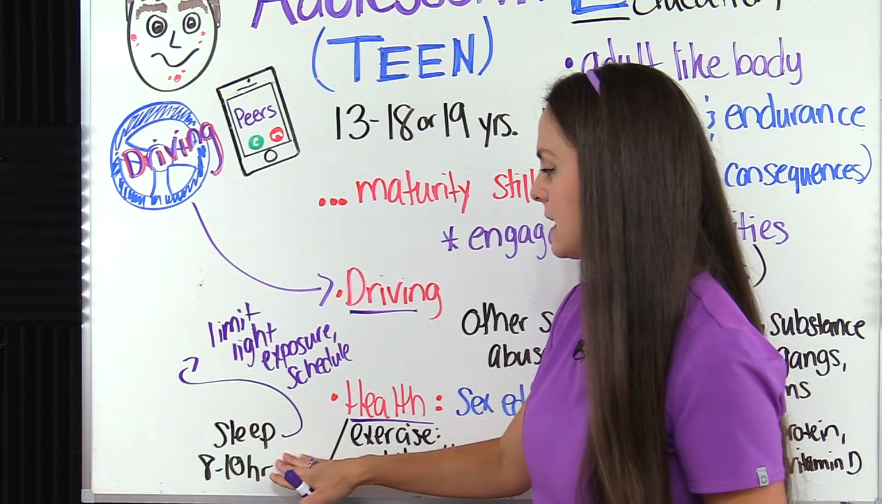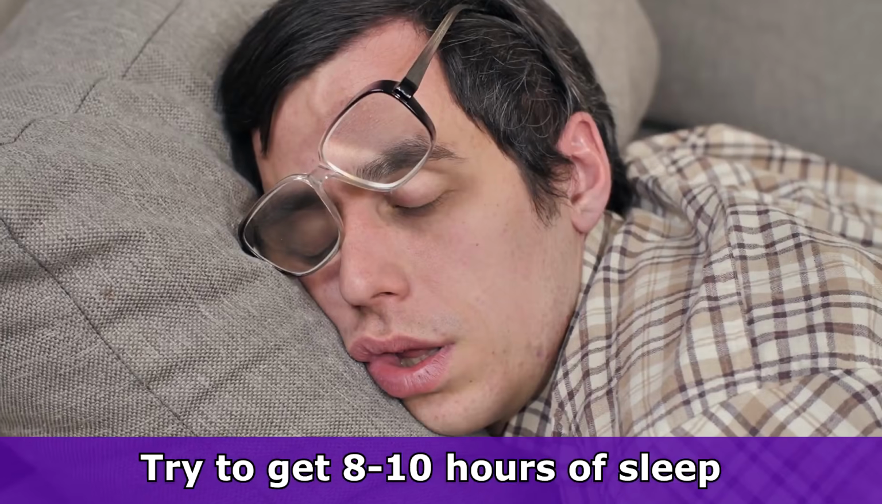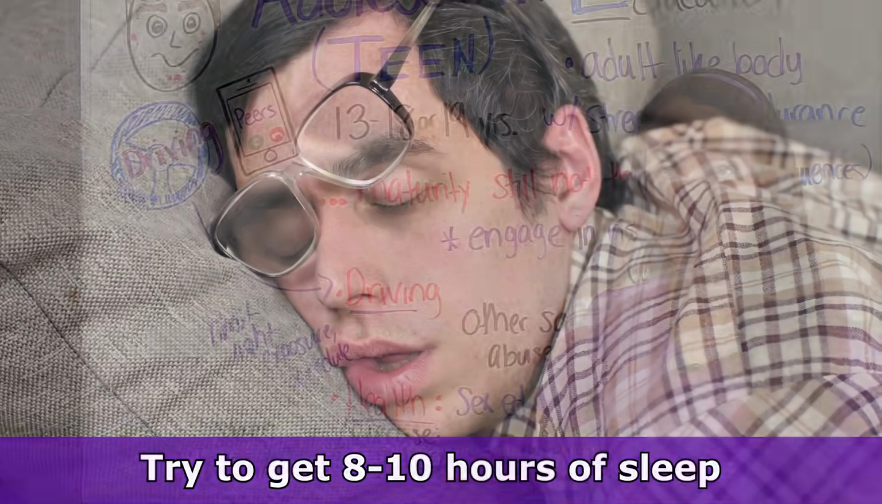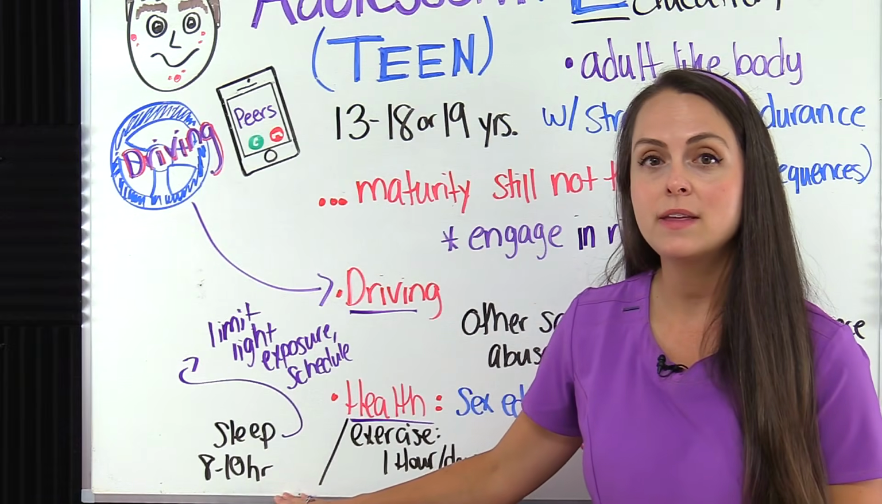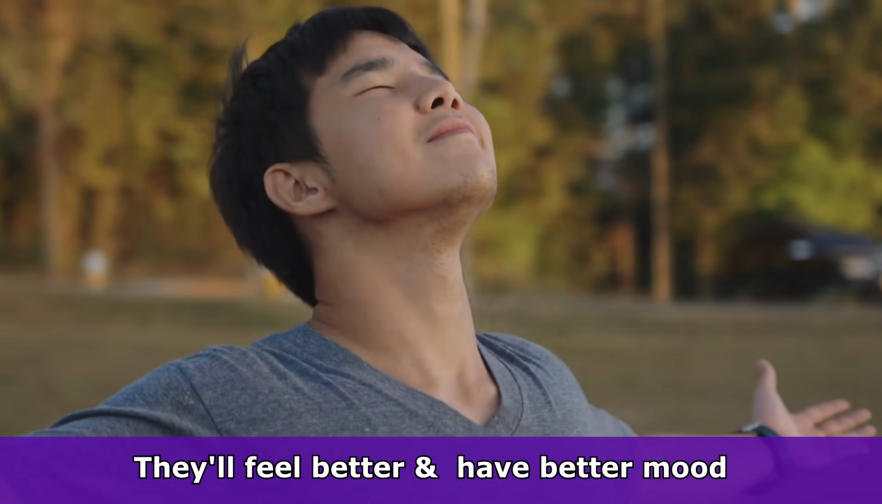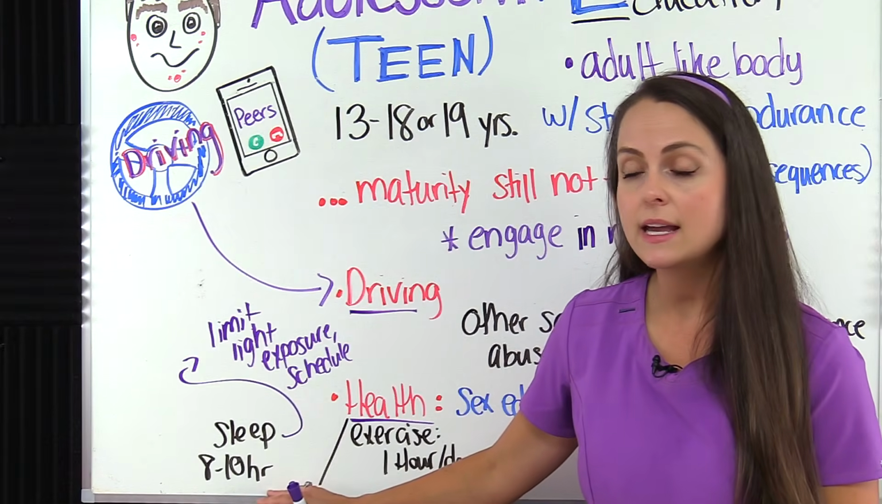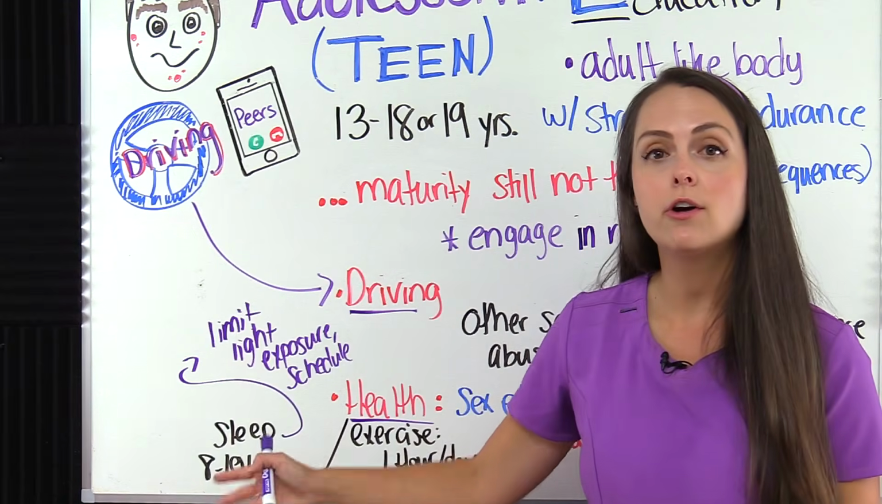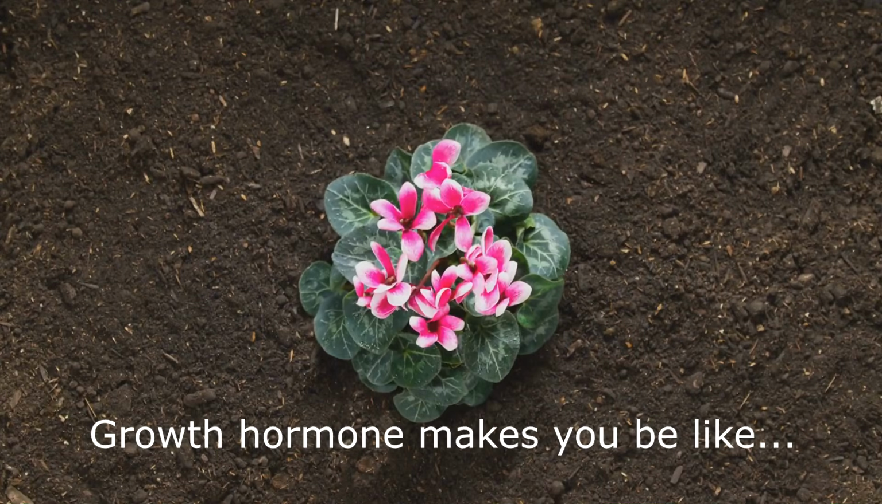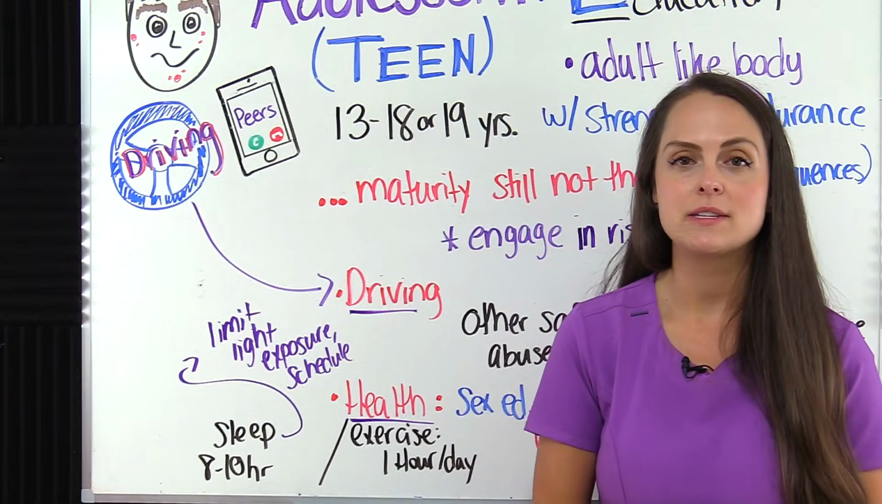One is sleep. So make sure the teen understands that they need at least 8 to 10 hours of sleep per night. It's going to help them feel better throughout the day, help them with their mood. It decreases the risk of obesity. And believe it or not, you do a lot of your growing at night as a teenager because that's when your growth hormone is secreted.